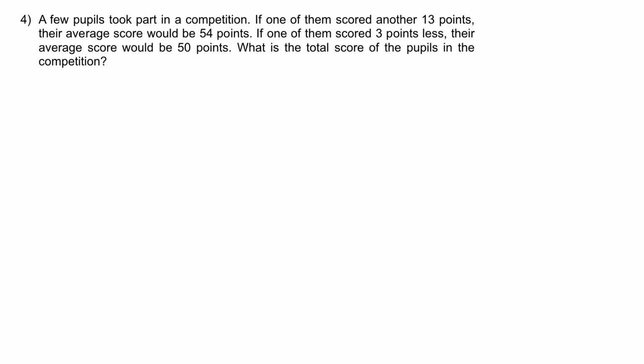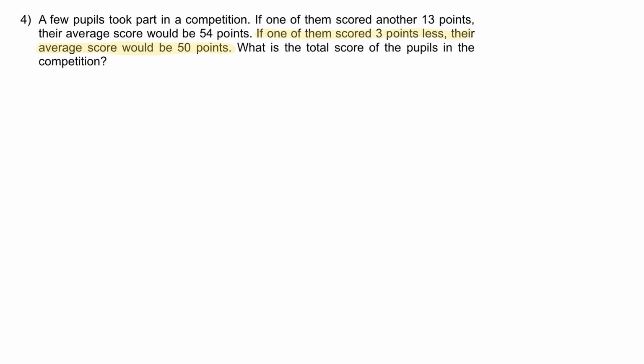Alright, so let's think from this scenario. Okay, I'm gonna highlight. Okay, here. Let's start from here. In this case, the highlighted case, every single pupil would have 50 points. Alright, because they share it equally, right? That's what average means. They share it equally. So 50 points for each of them, after one of them score 3 points less.